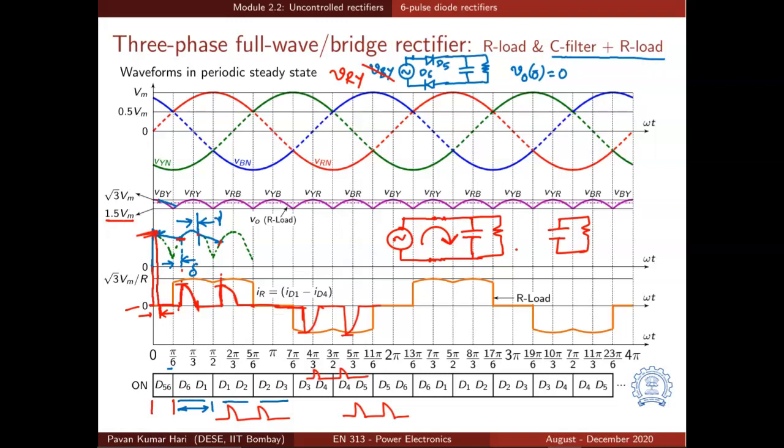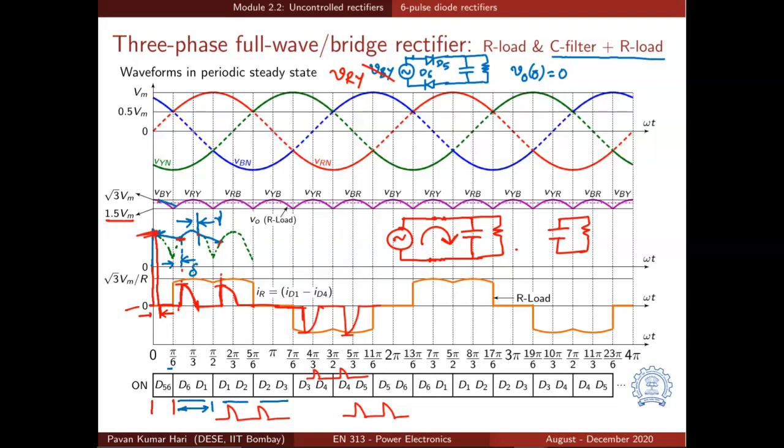That is how current conduction happens in a 3-phase diode bridge rectifier with C filter and R load, and our output voltage will be having sections of sinusoids and exponential falls. This sinusoid plus exponential fall will last for 60 degrees effectively, and it keeps on repeating. That is why there are 6 pulses in the waveform in one period of the output voltage waveform.